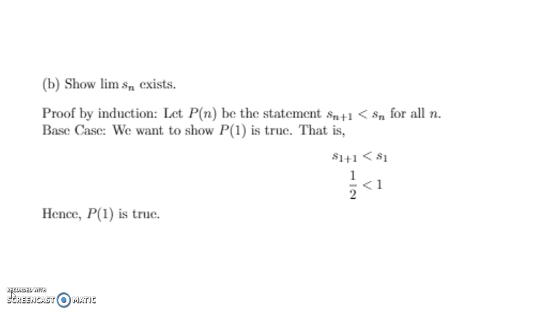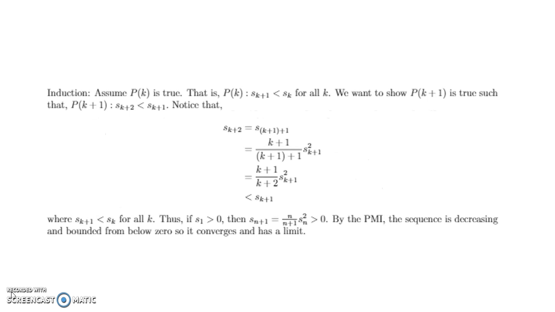We want to show that P of 1 is true. So we have that s sub 1 plus 1 is less than s sub 1. We know from part A that s sub 1 plus 1 is 1 half. So we have 1 half is less than 1, and we can see that P of 1 is true. For the induction step, we're going to assume that P of k is true. That is, P of k is s sub k plus 1, which is less than s sub k for all k. We want to show that P of k plus 1 is true such that P of k plus 1 is s sub k plus 2, which is less than s sub k plus 1.